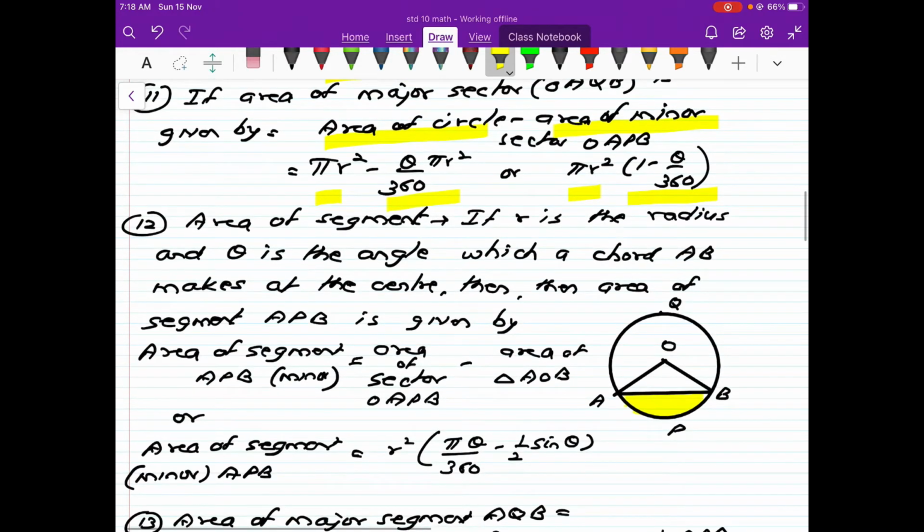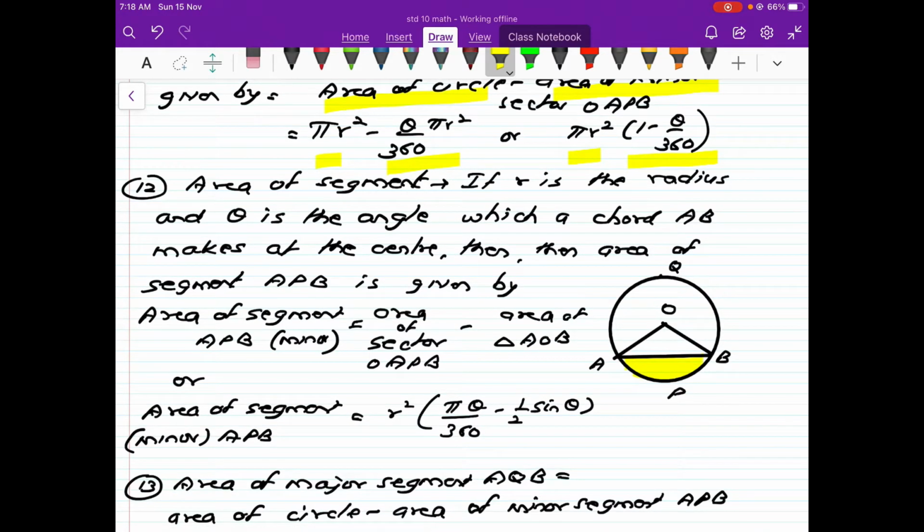Then comes a concept called segment. Now what is a segment? Segment is the area bounded by an arc and the corresponding chord. So this is called the segment of a circle, this yellow shaded part.